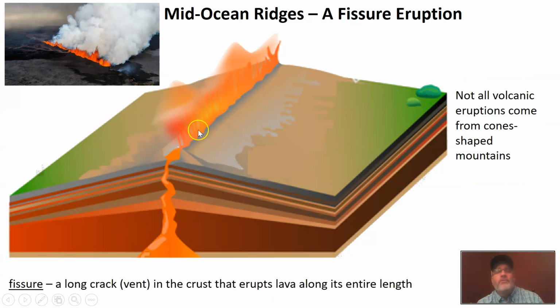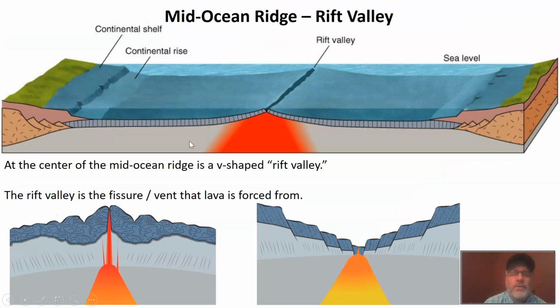Now, a mid-ocean ridge, we said that they're volcanic mountains, but the really crazy thing is we're really looking at a fissure eruption, right? So essentially we have a big crack that goes along the ocean floor, and magma is going to rise to the surface along it. And this crack is going to form what we call the Rift Valley. The Rift Valley is just a V-shaped valley that's at the very center of this mid-ocean ridge.